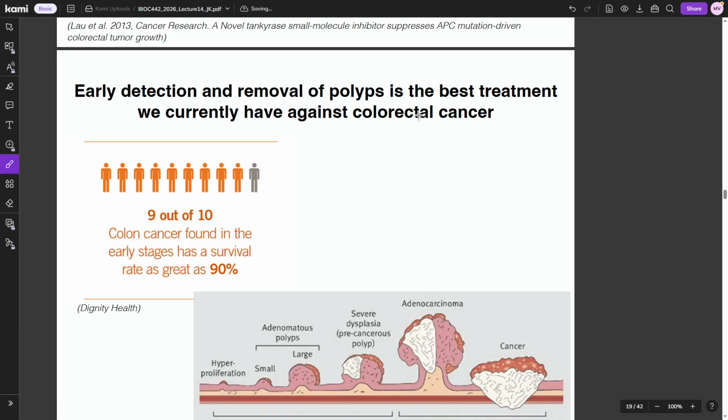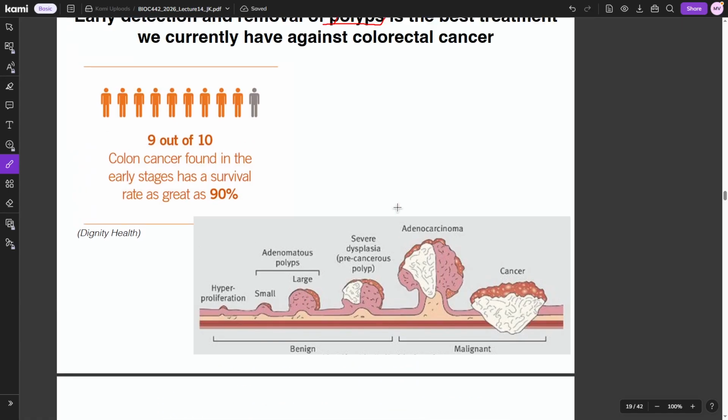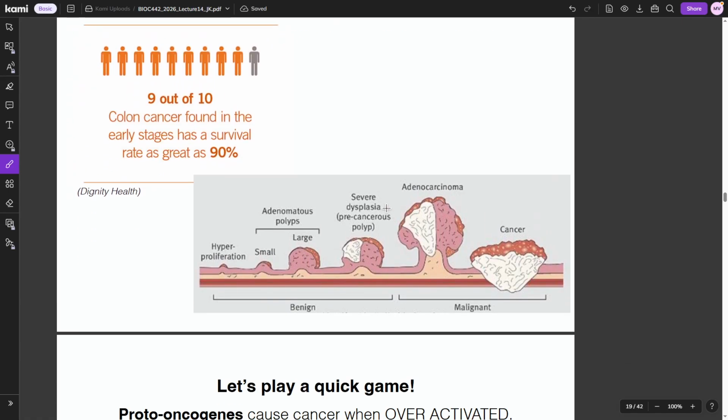So, what is the best way of treating cancer? Actually, early detection and removal of the polyps is the best treatment we currently have against colorectal cancer. Basically, you just need to remove the cancerous tumors.